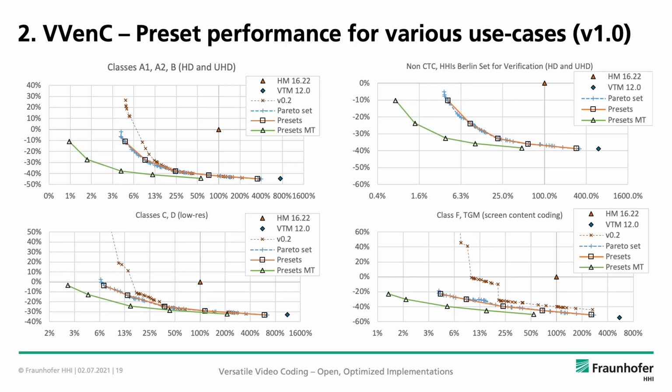Just for comparison, I also included the Pareto set as it was defined in the 0.2 version of the software. And as you can see, for low resolution as well as for screen content coding, it really didn't perform well. So we're very happy that we were able to fix this issue in the 0.3 version of the software.